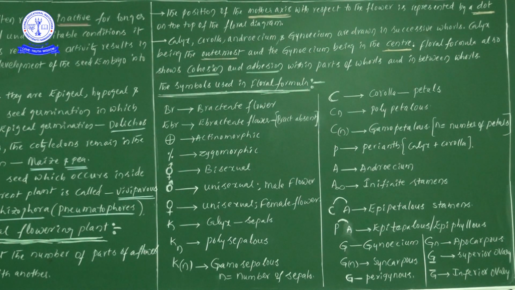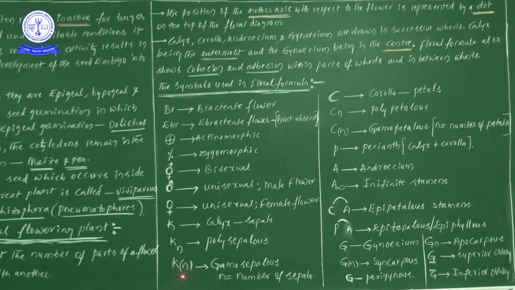Now again, most important information: K. K indicates calyx. Calyx consists of sepals. Next one, K with N. Try to revise this. This one is the polysepalous condition. Poly means free, and gamo means fused. You can see this in parts of the flower; I have given the explanation in the previous videos, so please check there.